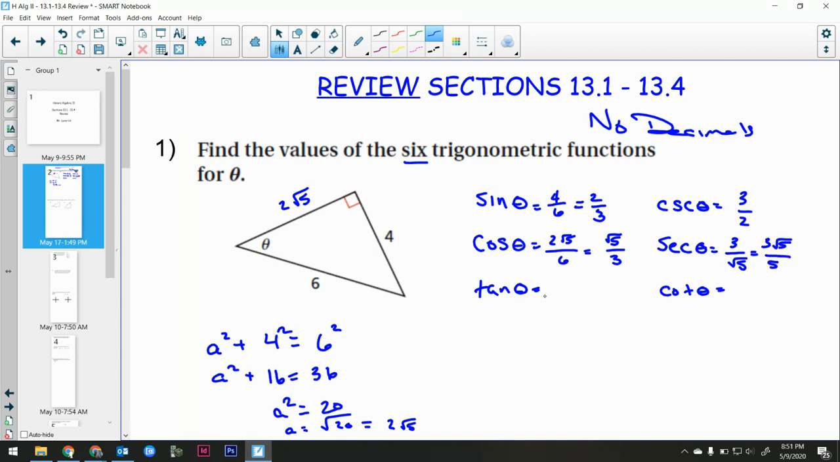And that's my answer. Tangent theta would be opposite over adjacent. So 4 over 2 radical 5, reduce out the 2. So it'd be 2 over radical 5, rationalized to 2 radical 5 over 5. Now, when I go to find cotangent theta, I'm just going to take the reciprocal of this one. So this would just be radical 5 over 2. I don't have to re-rationalize or anything like that. Okay, so there's number 1.